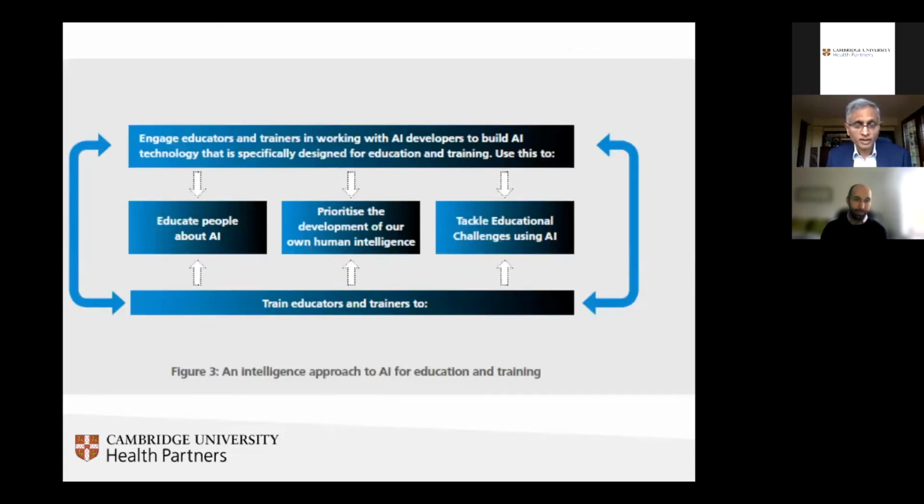In terms of artificial intelligence, the same issues really apply. There needs to be good leadership to ensure that, particularly for the training aspect of it, educators are trained in AI, and that those trainers actually interact with developers of AI technologies, so that the educational aspects are included in them, and so that they both educate people about AI, but also tackle educational challenges using artificial intelligence as well.